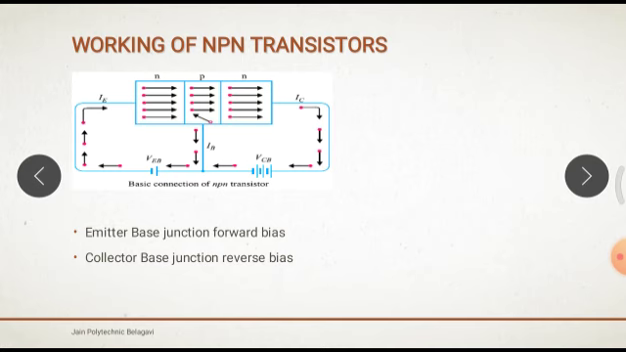How does an NPN transistor work? There are two types of transistor. One is NPN, next is PNP. NPN means P type material sandwiched between two N type materials. In PNP, N type material is sandwiched between two P type materials.